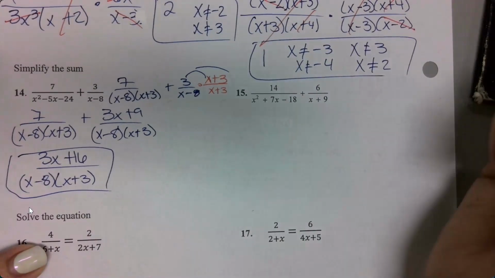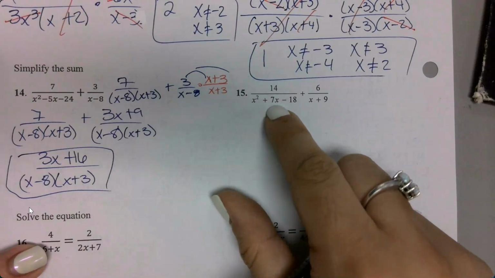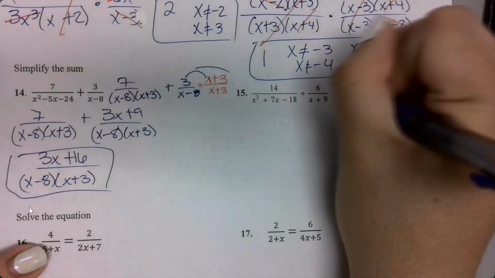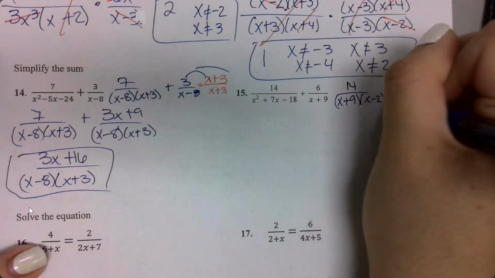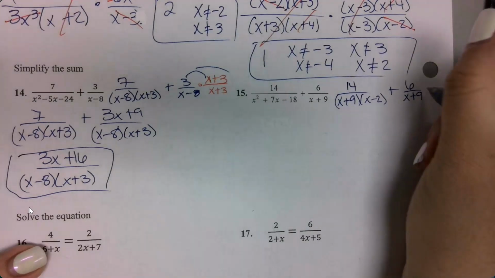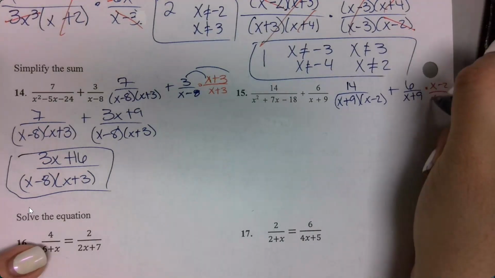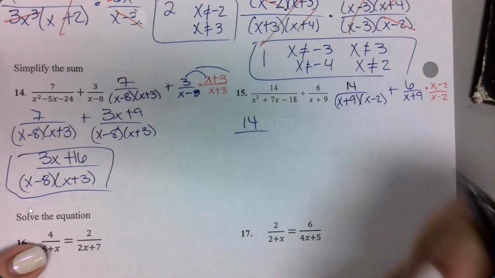Same thing on number 15. I want to factor my denominator. I'm looking for what multiplies to negative 18 and adds to positive 2. That is positive 9 and negative 2. So my second fraction is missing the x minus 2. Then my first term is going to stay the same.